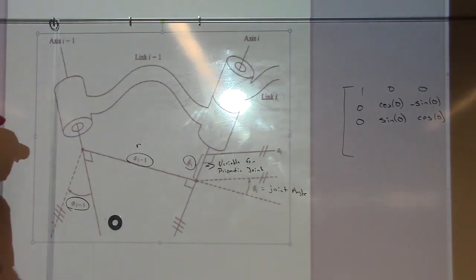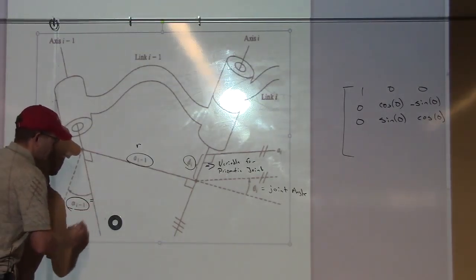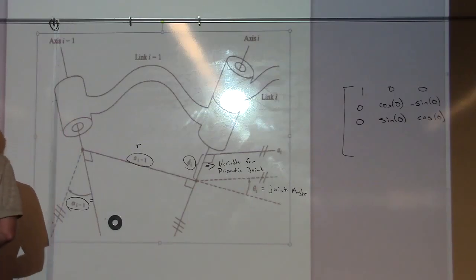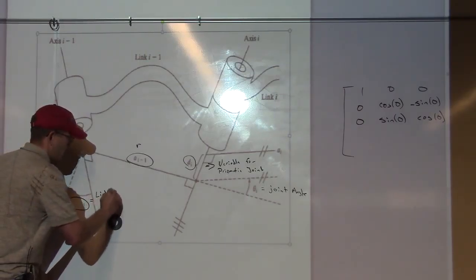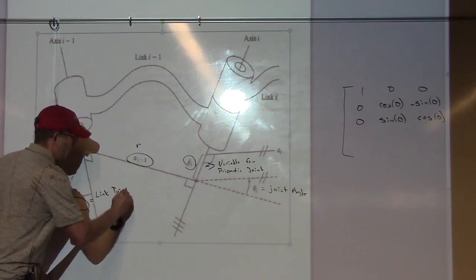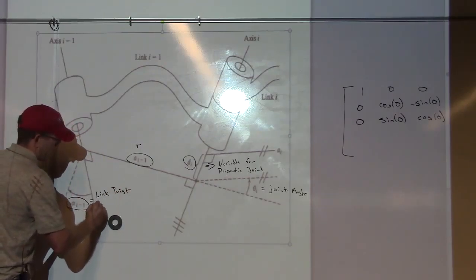Okay, so this is what's known as the twist angle, or joint twist. Let me make sure I'm corresponding with the book. I'm sorry, link twist. And as I said, that is a physical characteristic.